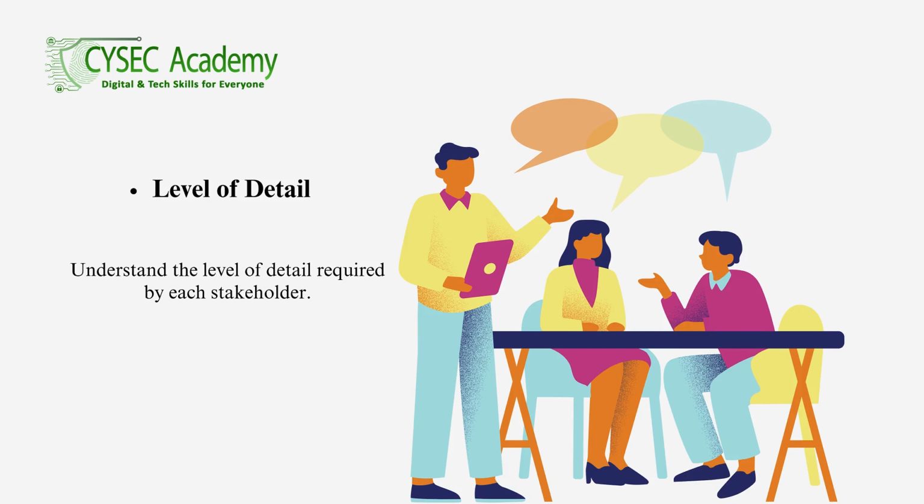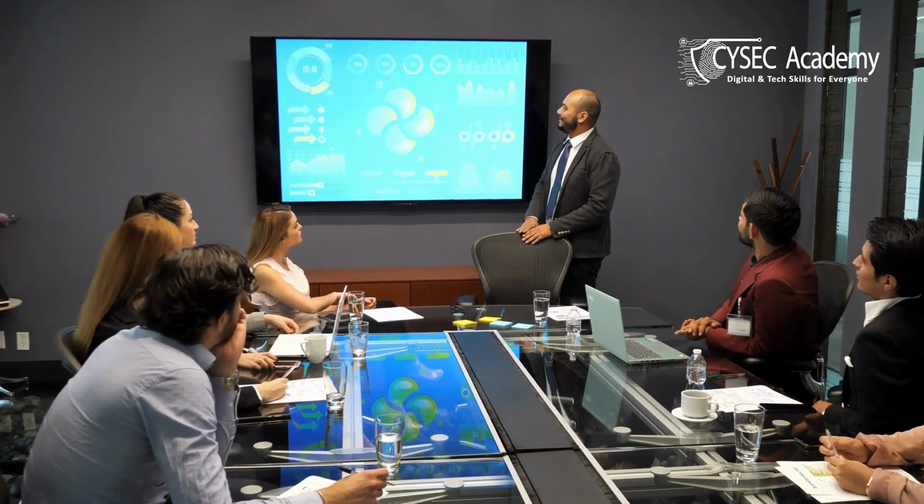Level of detail. Understand the level of detail required by each stakeholder. Senior executives might prefer high-level summaries, while project team members may need detailed technical information. For instance, in a software project, the project manager might need a high-level overview of progress, while developers require detailed technical documentation.